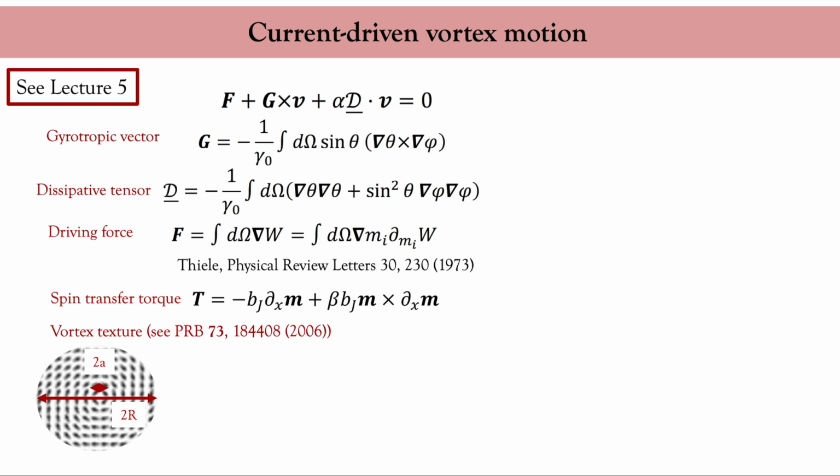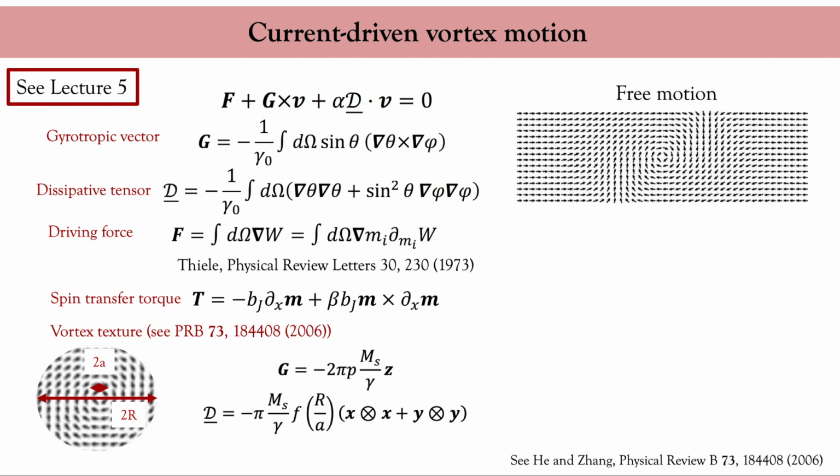This definition enables us to get explicit expressions for the gyrotropic vector and the dissipative tensor. Here, P is the polarity of the vortex, up or down. Now, in a real material, a magnetic vortex usually separates two in-plane magnetic domains, like here. You see that our magnetic vortex separates a domain with magnetization pointing right from a domain with magnetization pointing left. Fine. So when I inject a charge current in this magnetic wire, the current exerts a torque on the vortex and it pushes it along the direction of the current, but also transverse to it.